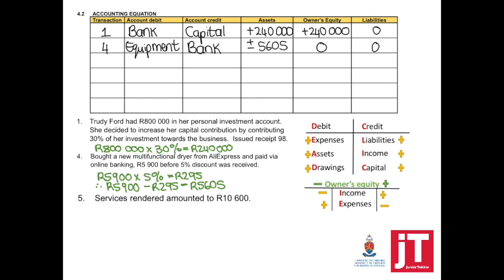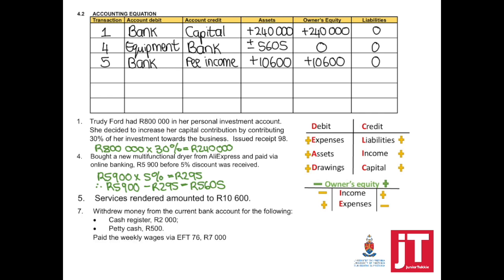On day 5, services rendered amounted to 10,600. From the CRJ, bank is always debited. If the business receives money, bank is always debited. It means that fee income will be credited. Assets plus 10,600. Owner's equity plus 10,600. Nothing happened with your liabilities.